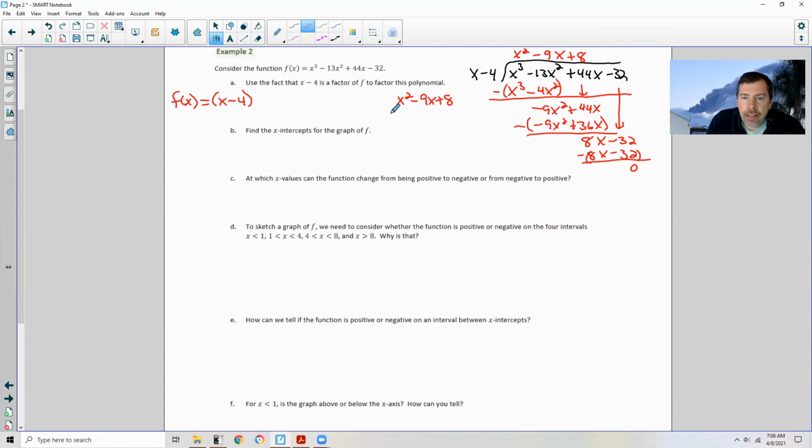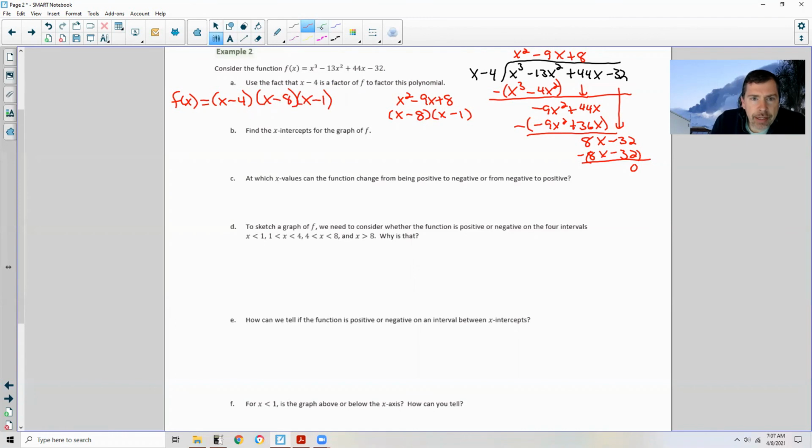Are there factors of 8 that add up to 9? Yeah, 8 and 1. So x times x is x squared. I'll put 8 here, I'll put 1 here. They both have to be the same sign, they both have to be negative. And negative 8 times a negative 1 is positive 8, negative 8 plus a negative 1 is negative 9. So we get x minus 8, x minus 1. So notice that it's a third degree polynomial and we have three factors and therefore we have three solutions, or roots, or zeros. Or x-intercepts, which are zeros.